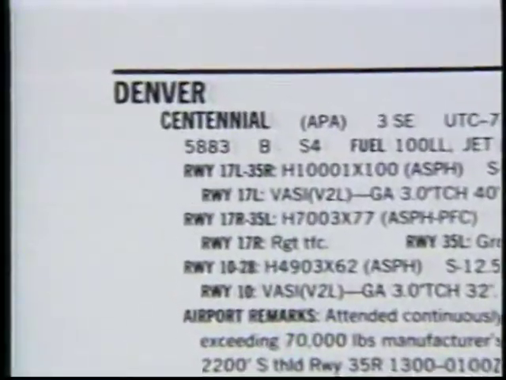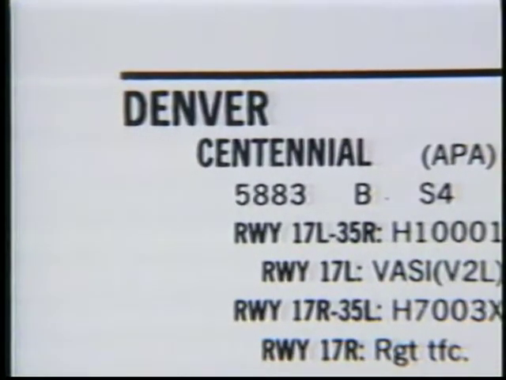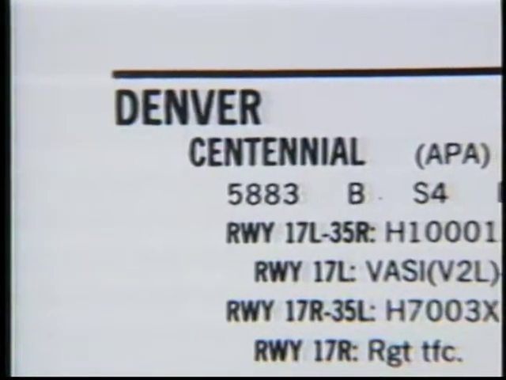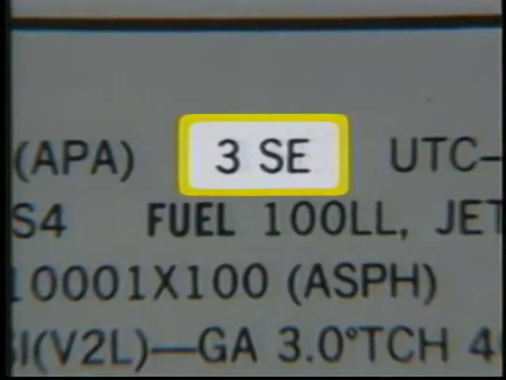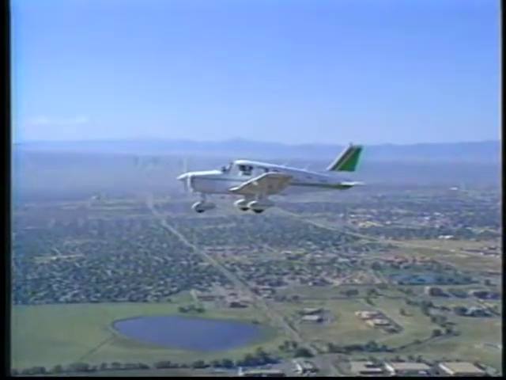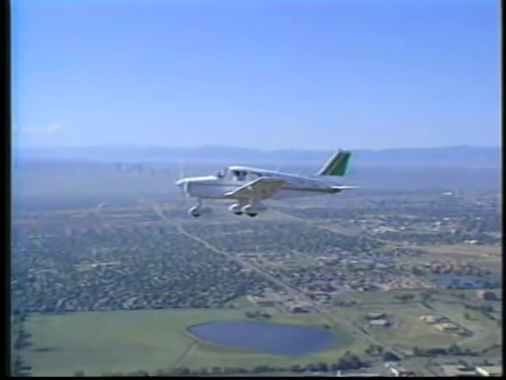For example, here is the listing for Centennial Airport, which is one of several airports in the Denver area. We won't cover every entry in this listing, but we'll look at a few items that are pertinent to VFR operations. Centennial Airport is located 3 miles southeast of the city of Denver. This gives you a general area in which to look for the airport as you approach the city.